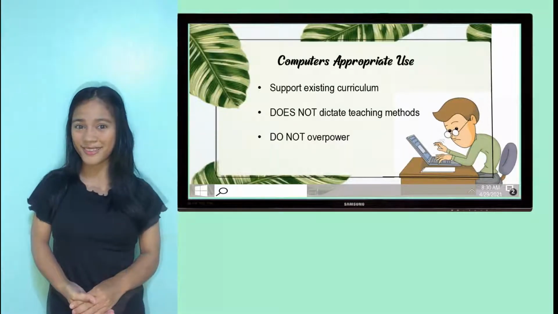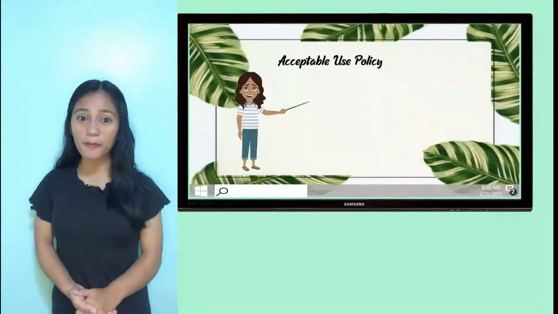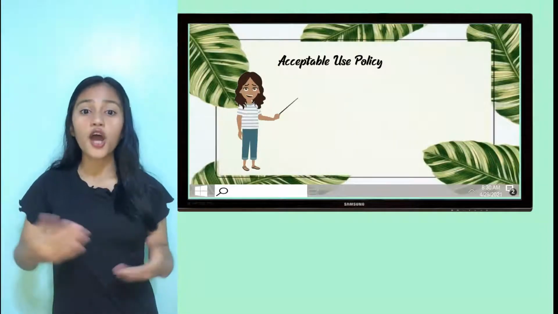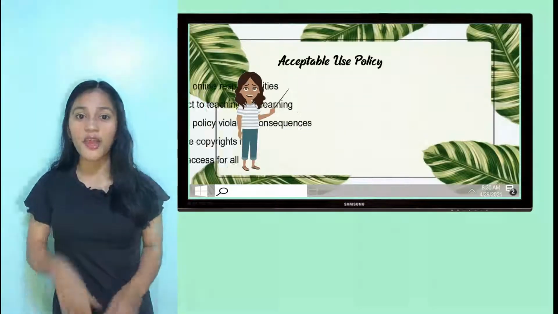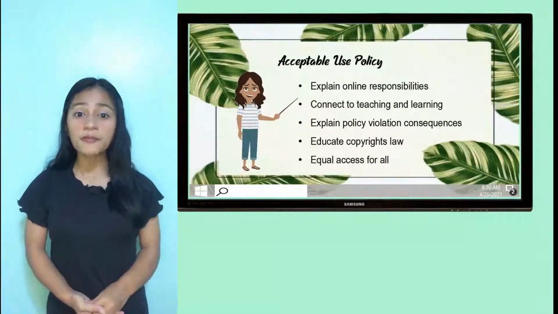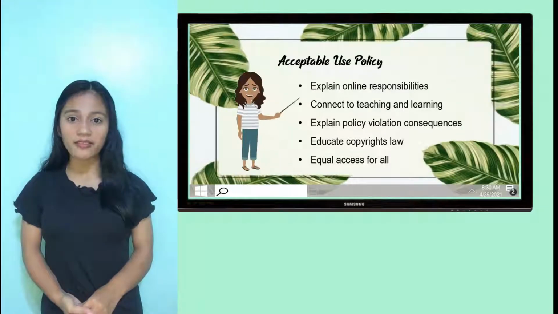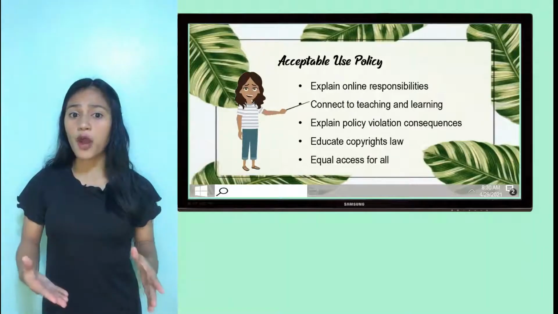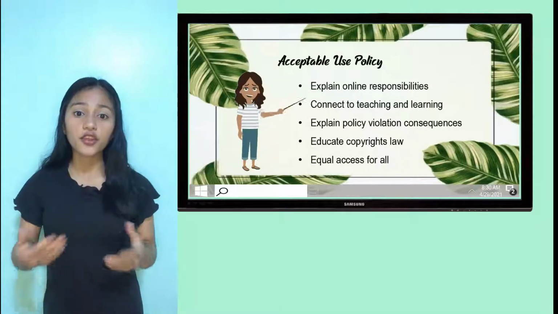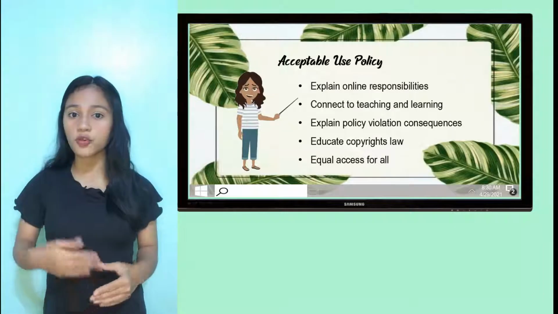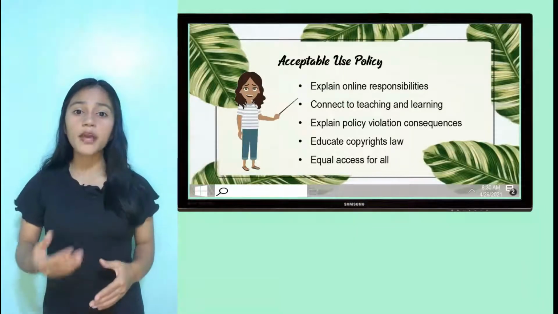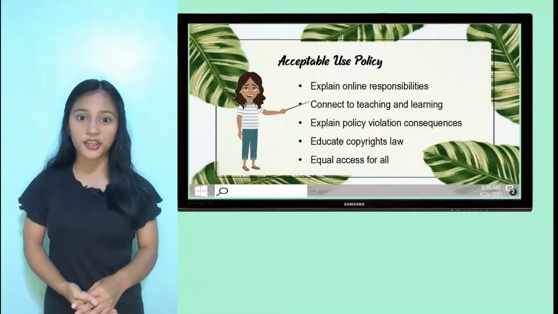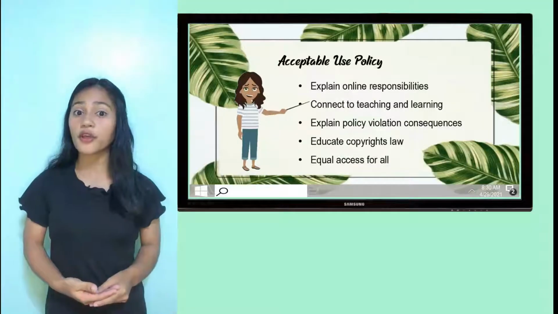Now let's talk about the acceptable use policy. What are the policies when it comes to using computers and other technologies? The first one is that we must be able to explain to our students what their online responsibilities are. Now we are in an era where we are utilizing technology at its optimum level, so the students must be aware that they also have responsibilities when it comes to utilizing technology, especially when going online.